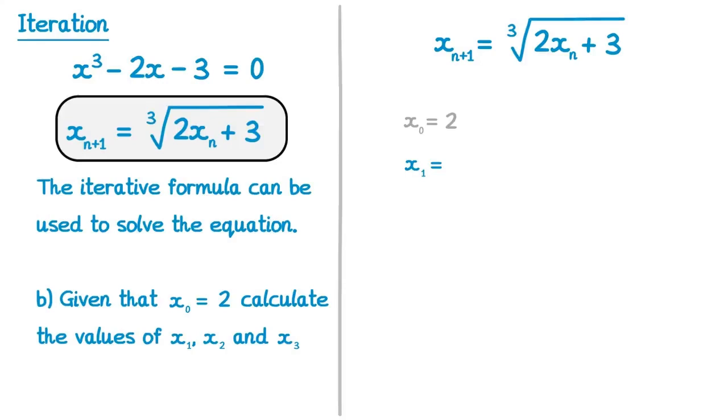To calculate x1, we're going to write out the formula: cube root of 2 times x0 plus 3. And we're using x0 because that's the term we currently have. We already know what x0 is though. x0 is 2. So if we substitute x0 for 2, we can calculate this. You can now type this into your calculator and you'll get this number here. In an iteration question, you're probably going to need to write your whole calculator display down.